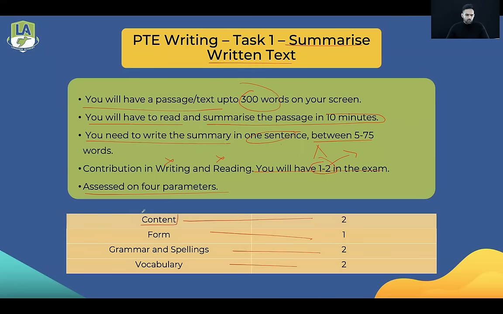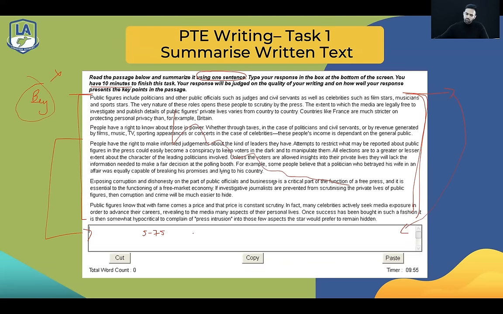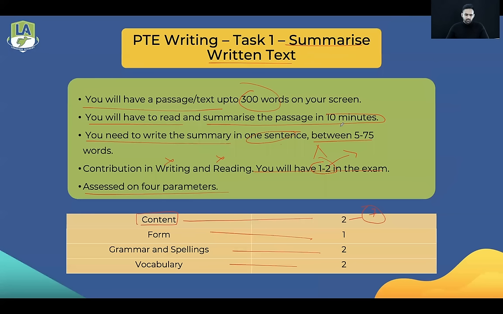To get full points in content, you need to have around 7 keywords. When I say keywords, I mean nouns, proper words which make sense. For example, over here we have public figures, sports stars, personal privacy, films, music, TV, character, leading politicians, officials, businesses, celebrities. These are all keywords, as are film stars and musicians. So we need to make sure we have at least 7 keywords from the passage in our answer to get full points in content.